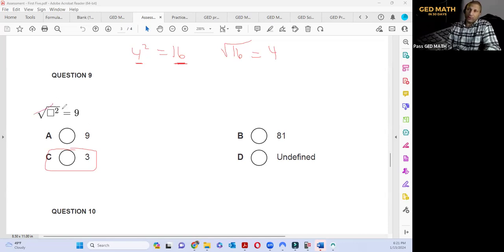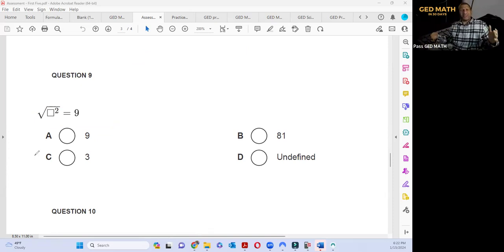The square root and the square cancel each other out. So 9 is equal to 9. It's the easiest question on the test. But believe it or not, again, this is one of the most missed questions on your GED exam. You have to know that the square and the square root are inverse operations and they cancel each other out.